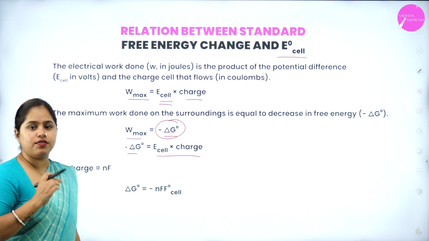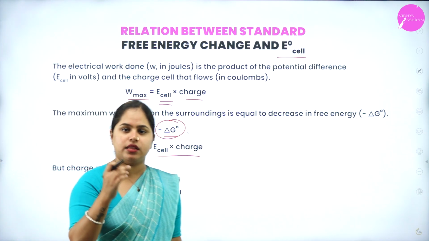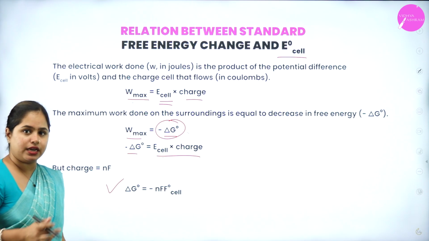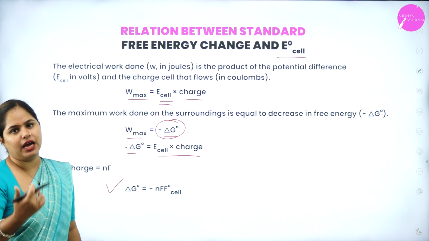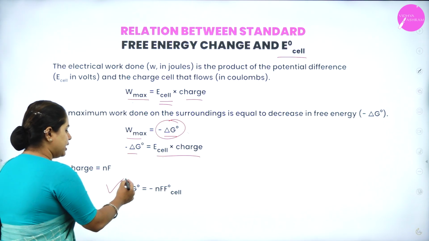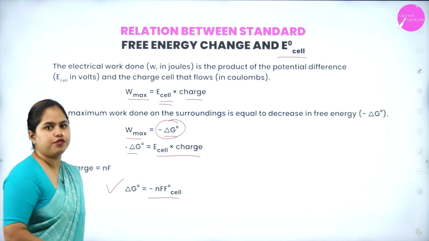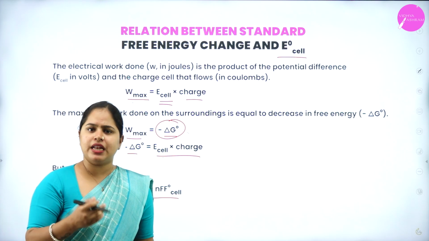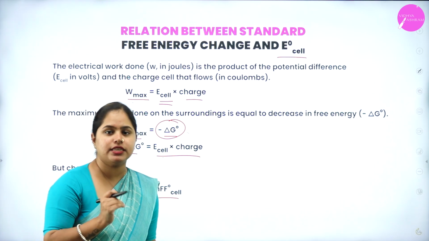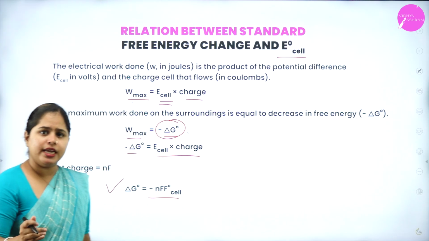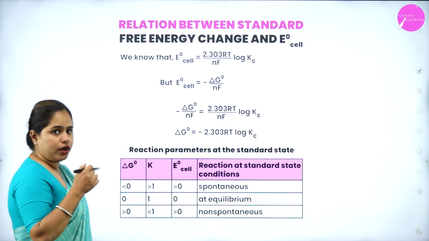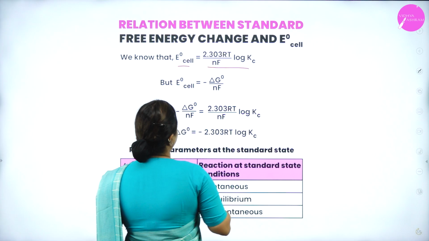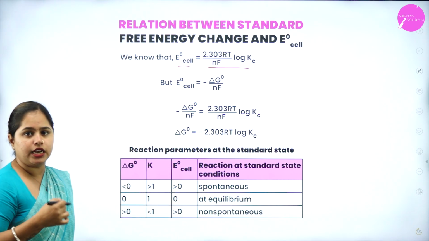Last year, when we studied the equilibrium and thermodynamics chapter, we studied this equation that relates Gibbs free energy and electrode potential: delta G naught is equal to minus nF E naught cell, where n is the number of moles, E is the electrode potential and F is Faraday's constant. We have already studied this equation last year. Now, we already know this equation, that E naught cell is equal to 2.303 RT by nF log Kc.